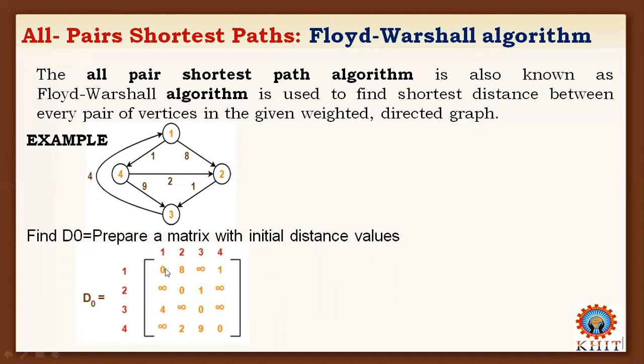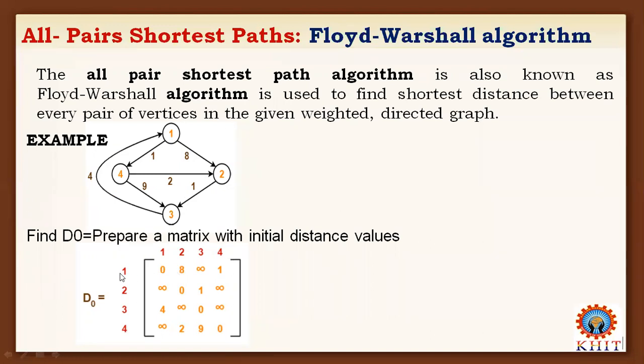Here there are 4 vertices: 1, 2, 3, 4. The distance from vertex 1 to vertex 1 is 0. The distance from vertex 2 to vertex 2 is 0. The distance from vertex 3 to vertex 3 is 0. And the distance from vertex 4 to vertex 4 is 0. So all diagonals are considered as 0 weight. Next, we need to find the distance from vertex 1 to vertex 2. There is a direct path with a distance of 8, so I have marked it as 8.